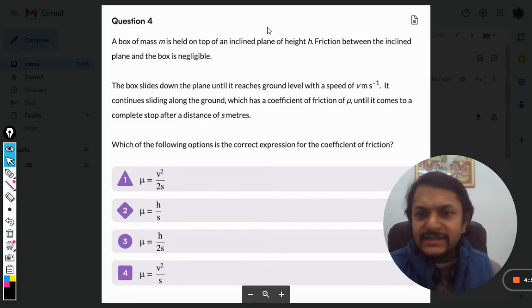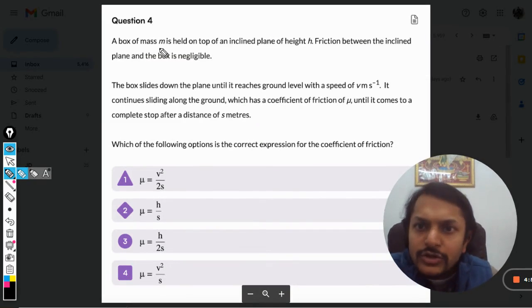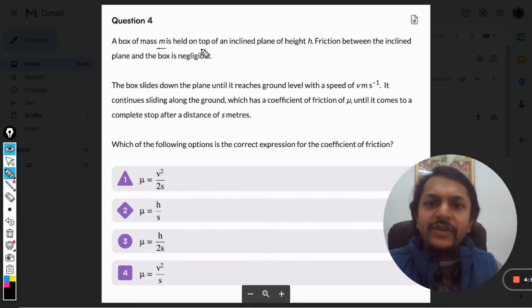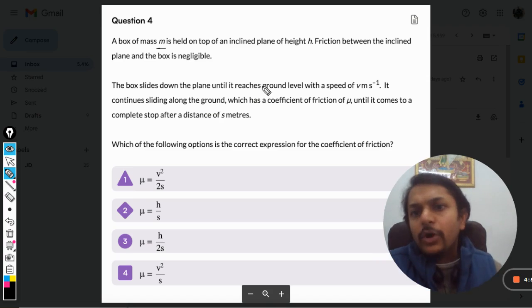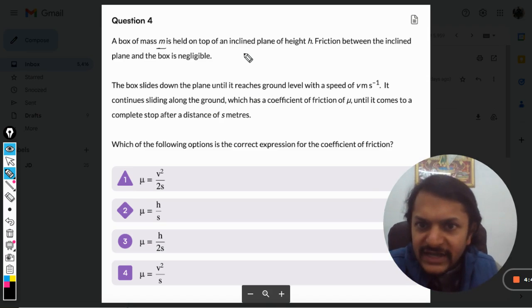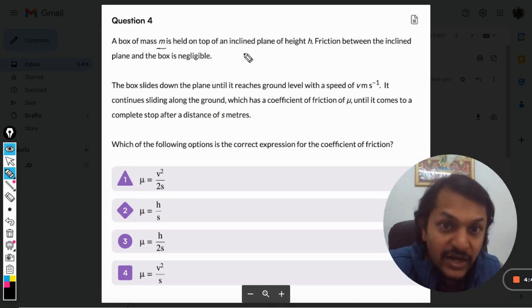Okay, dear students, let us see what is there in this question. A box of mass m is held on top of an inclined plane of height h. Friction between the inclined plane and the box is negligible. The box slides down the plane until it reaches ground level with a speed of v.